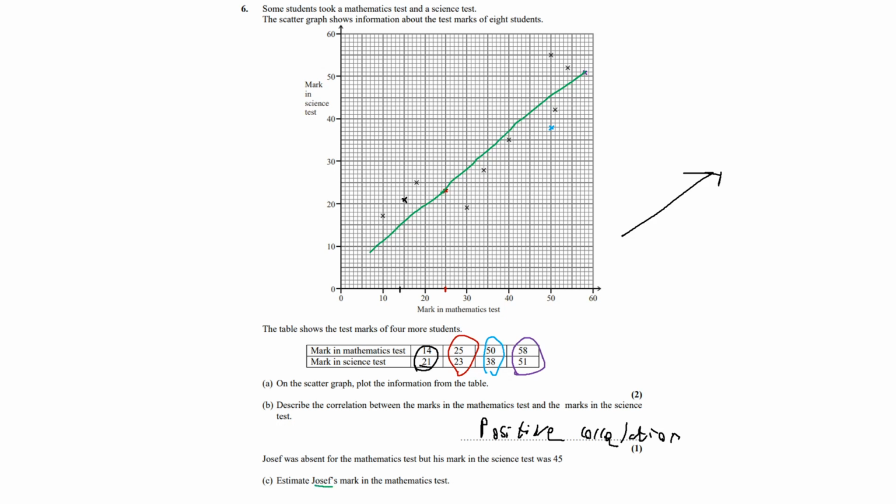45. So let's go to 45 on science. Make sure you read the question. Okay. So if he took the maths test, we can see that he scored roughly 50. That is what my line of best fit is saying. Okay? So all a scatter graph does is, from other bits of data, we can estimate how one piece of data correlates to another.